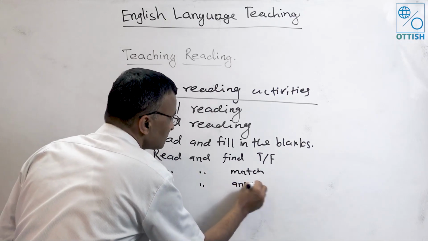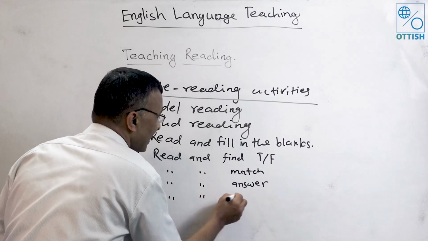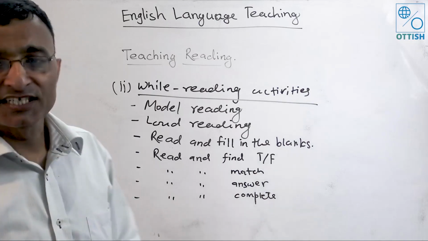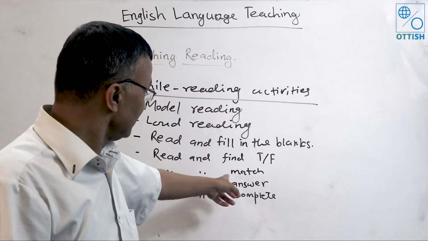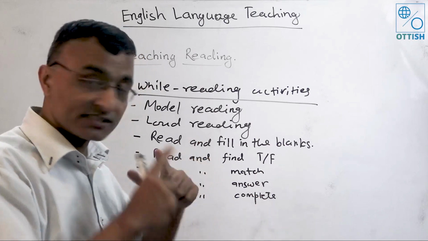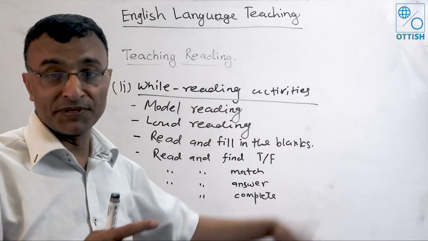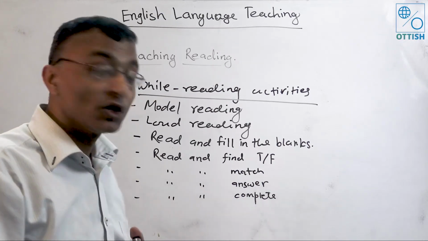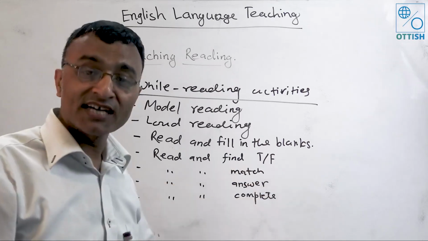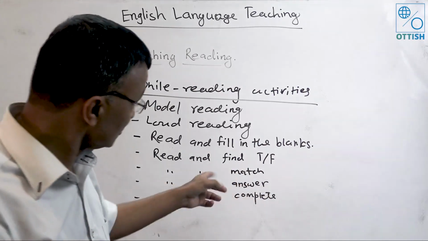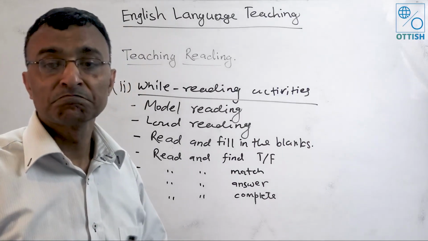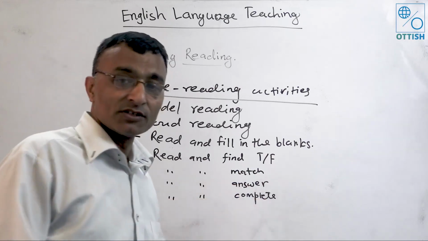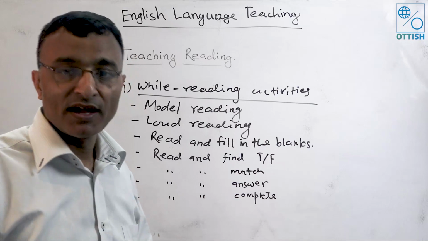Read and match, read and answer, read and complete. This time, matching items can be given, and the students are asked to match from column A to column B. By giving short answer questions, the students are asked to answer those questions, which are related to the reading text. Comprehension questions are given there, especially short answer questions.